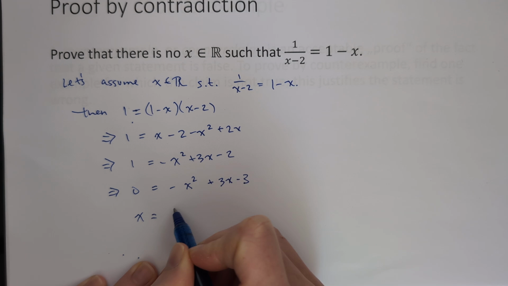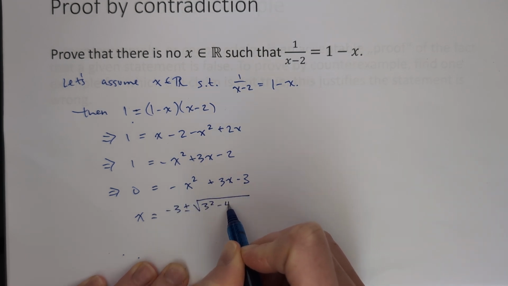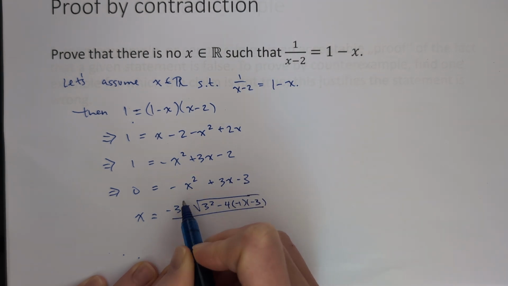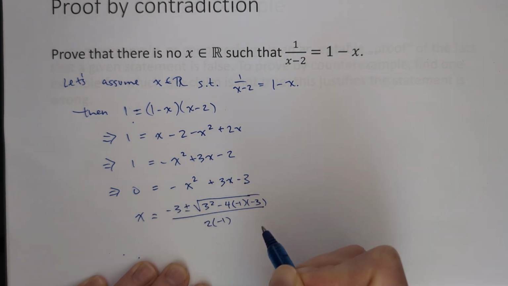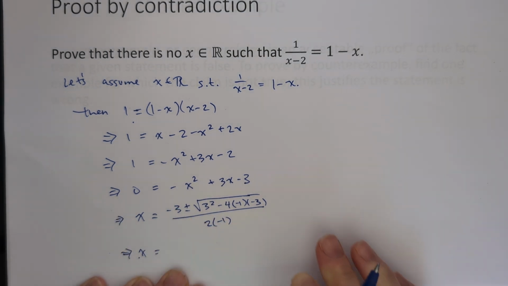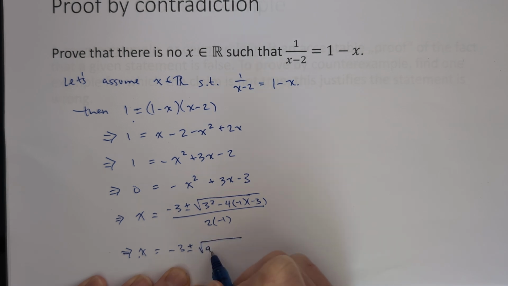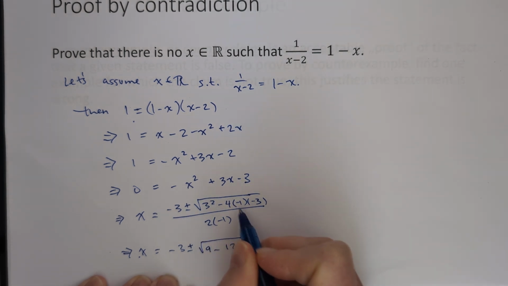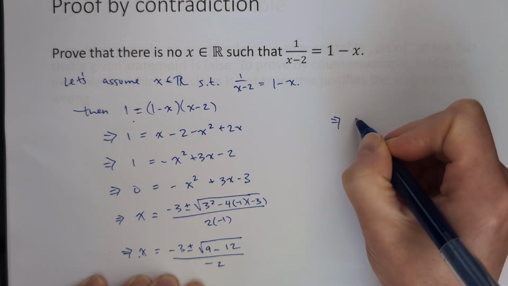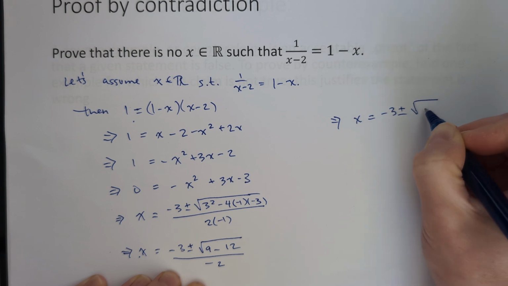x is equal to negative b plus or minus the square root of b squared minus 4ac, all over 2a. Hopefully you're able to see this. And if you simplify this, you may already see it. This is going to be 9 minus 12, all over negative 2. And that's going to imply that x, and this is where you just have to be really pedantic, negative 3.